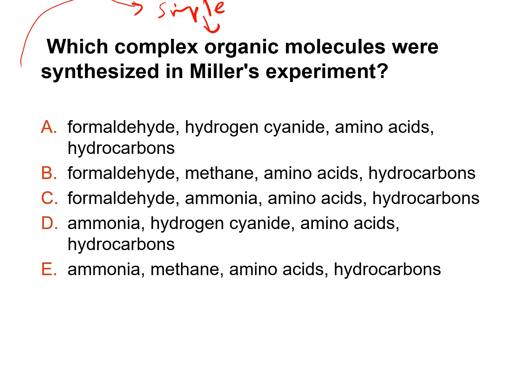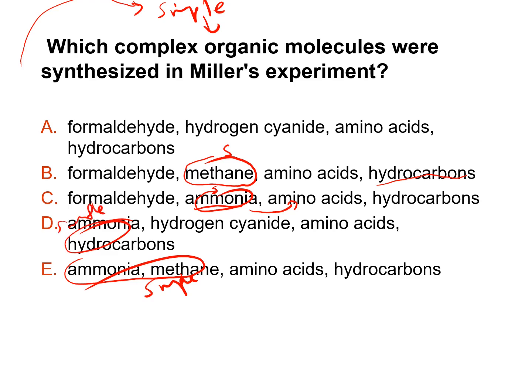For example, methane is relatively simple. Yes, there are hydrocarbons that have thousands and thousands of atoms, so this could be a simple one. Ammonia is relatively much simpler than an amino acid, so this could be a simple one. Here, for example, we have two of them that are simple, the methane and the ammonia. And here you have again the ammonia that is simple. So it seems that this could be the right one.